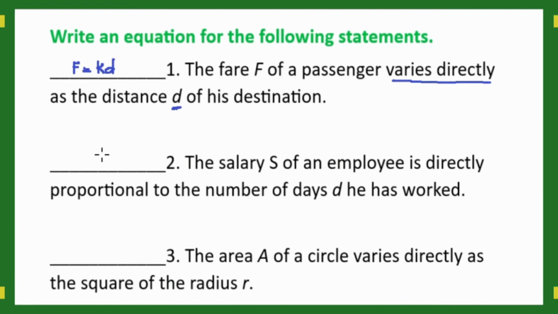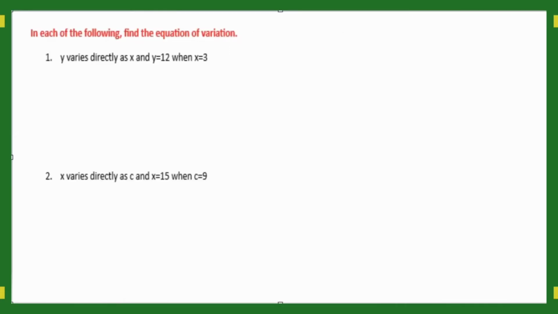Let's have number 2, the salary S of an employee. So that's S is equal to, it's directly proportional, so you will write K as the number of days D he has worked. So that's letter D. With the last one, the area of a circle, that's for A, varies directly, so that's K. As the square, take note of this, it's square of the radius R. So you will write R squared. This is the square of the radius R.